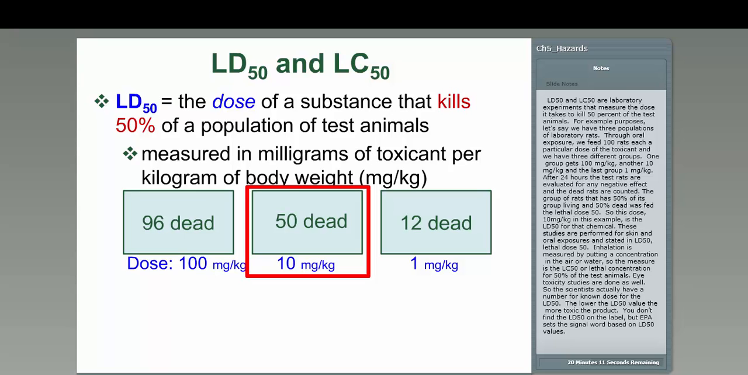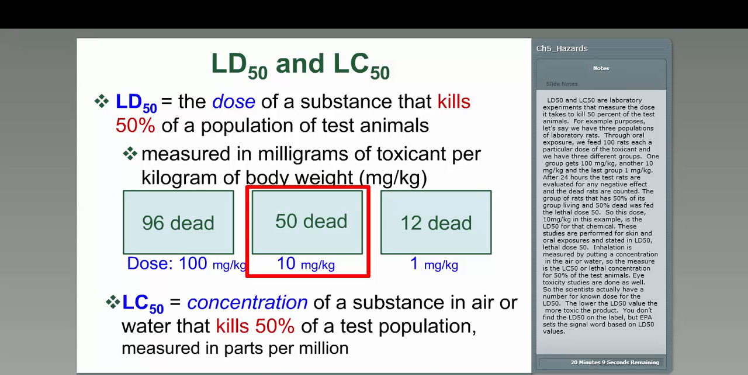Inhalation is measured by putting a concentration in the air or water, so the measure is the LC50, or lethal concentration for 50% of the test animals. Eye toxicity studies are done as well. So the scientists actually have a number for known dose for the LD50. The lower the LD50 value, the more toxic the product. You don't find the LD50 on the label, but EPA sets the signal word based on LD50 values.